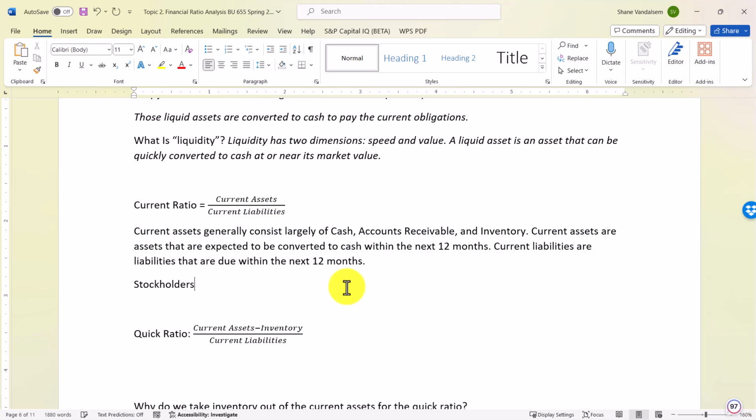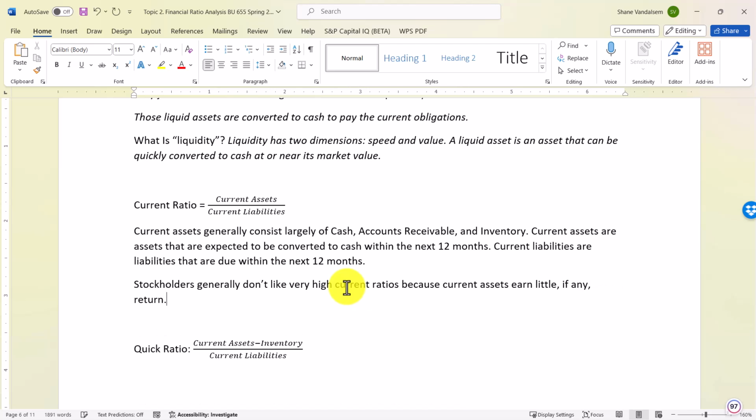So stockholders generally don't like very high current ratios or quick ratios. We're going to talk about that in a minute, because current assets earn little, if any, return. In fact, it can cost the company. If a company sits out there with a lot of inventory, they're paying to insure that inventory, they're paying to hold that inventory, so selling through it and not keeping a lot on the books is a good idea. But we do want to see that there's enough out there to be converted to cash to pay off those liabilities.